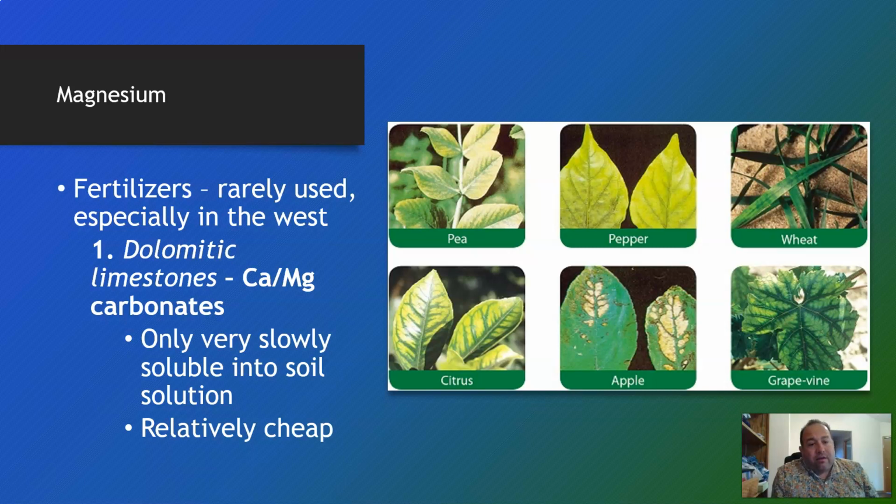So we said you get magnesium in dolomitic limestone, so you can get that in terms of fertilizers. Not really used here in the West, but that's one way you could do it. And on the right here, this picture, that's what some versions of magnesium deficiencies in plants would look like, with that yellowing of the surface area.